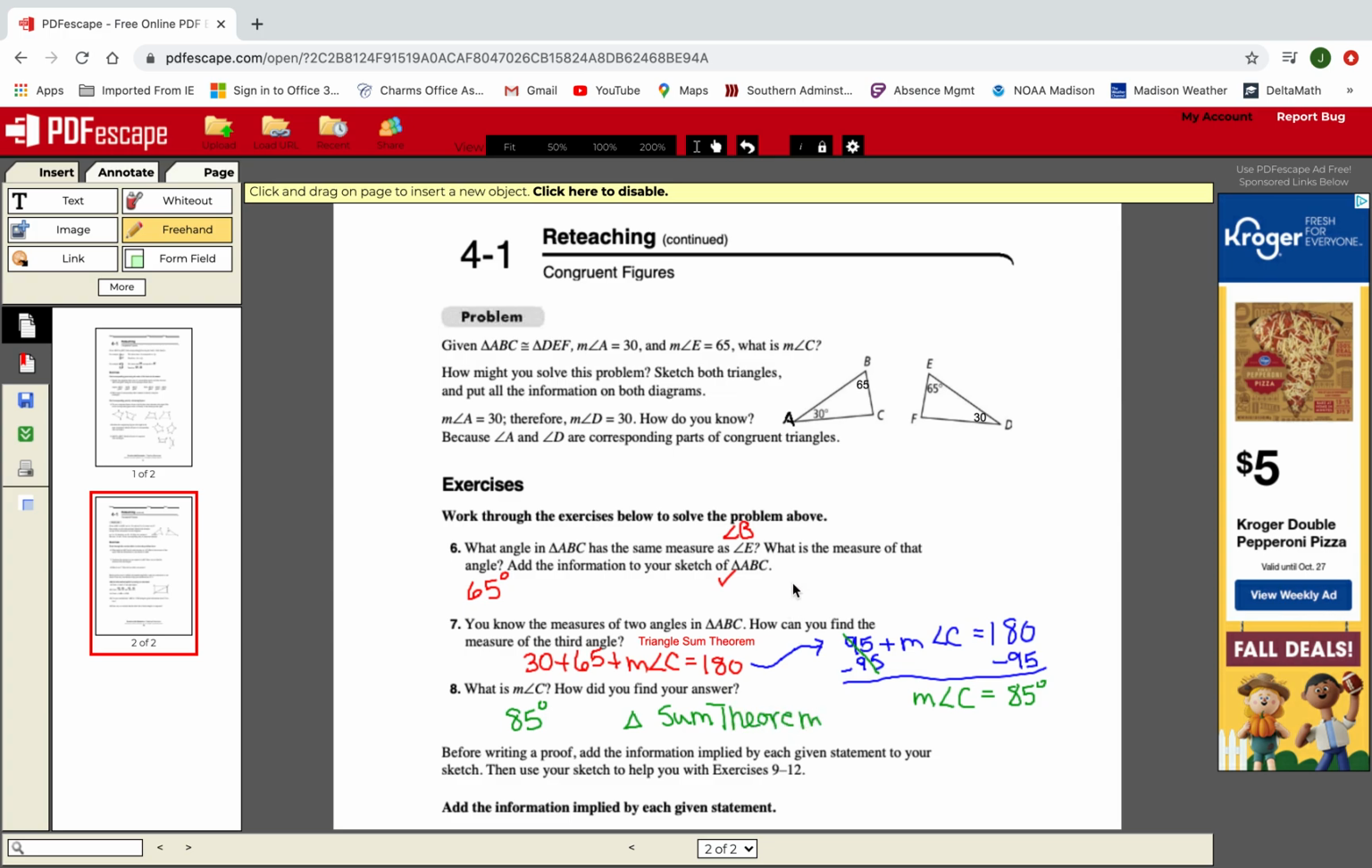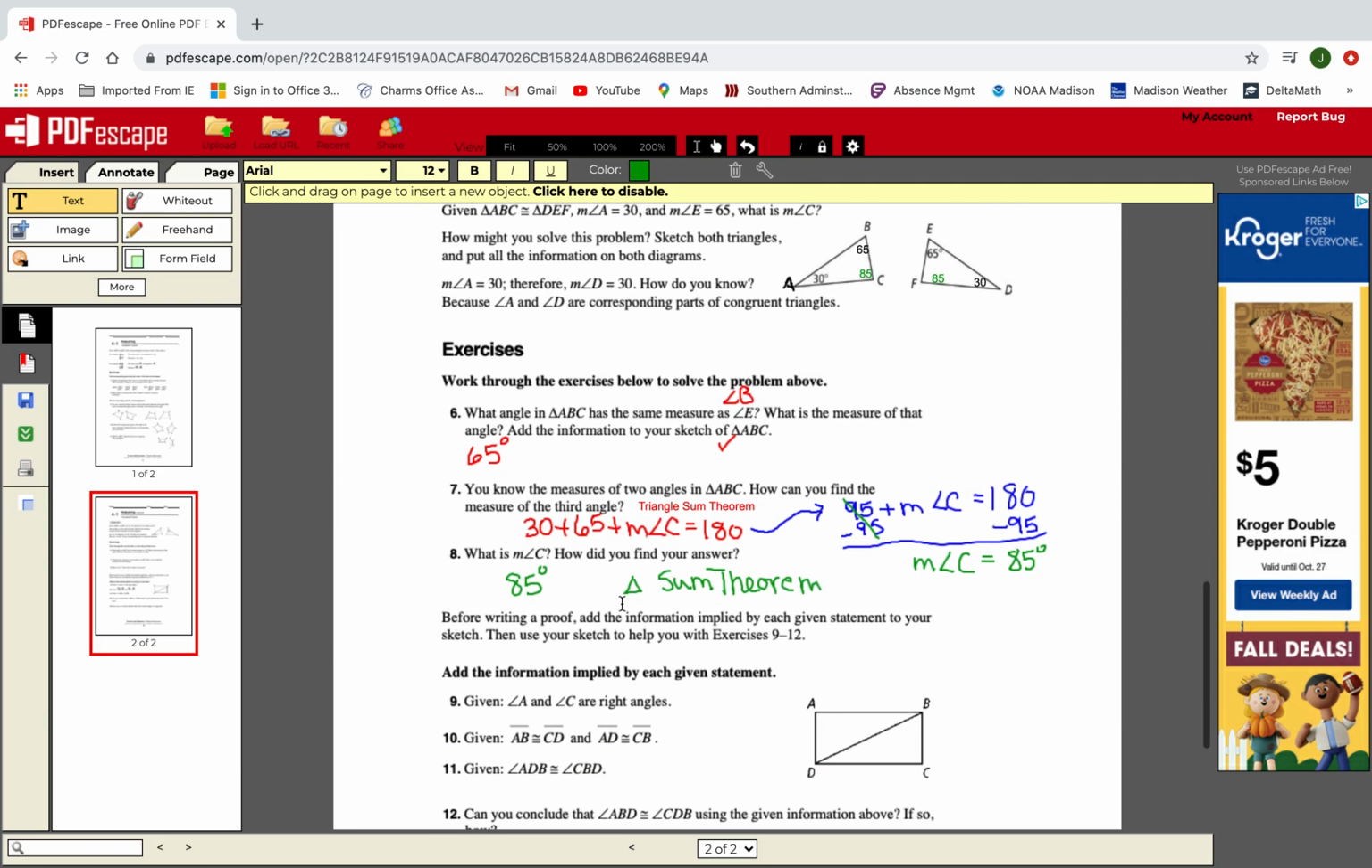Now, if angle C is 85 degrees, then what is the measure of angle F? Hopefully you know that that also must be 85 degrees because of their measurements and because of their congruence. Angle C is congruent to angle F because of the congruent statement. So this is before writing a proof: add the information implied by each given statement to your sketch. Then use the sketch to help you with exercises 9 through 12.